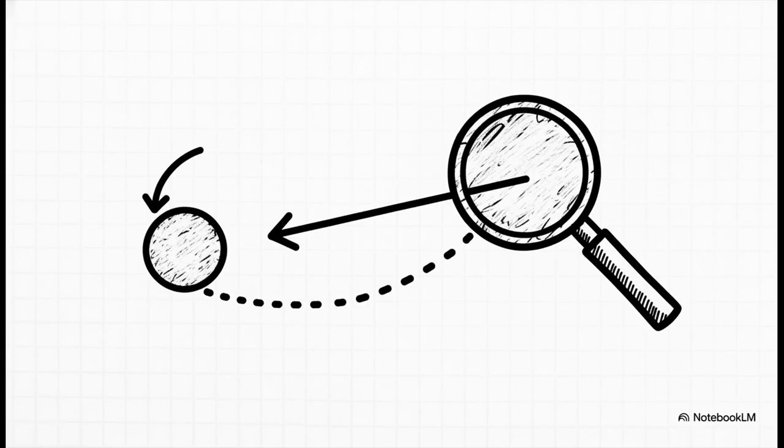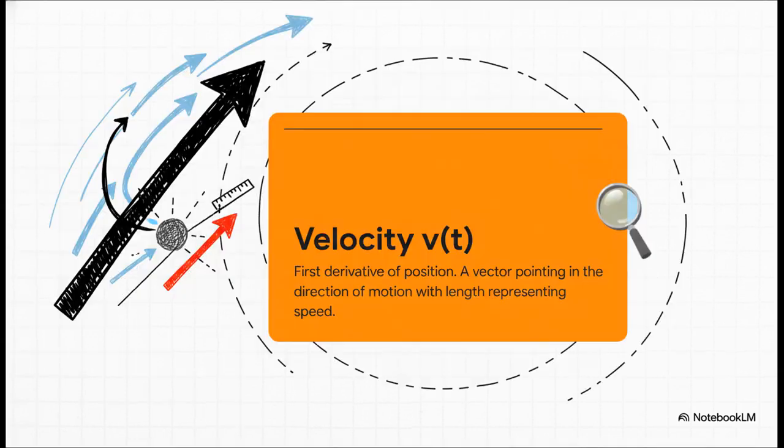But what happens if we take the derivative of that position function? This, my friends, is where the magic really happens. See, a derivative is all about one thing, the rate of change. So when we take the derivative of position, what we're really asking is, okay, how fast and in what direction is the position changing right now? And the answer to that question? That's velocity. So that first derivative gives us the velocity vector, v of t.